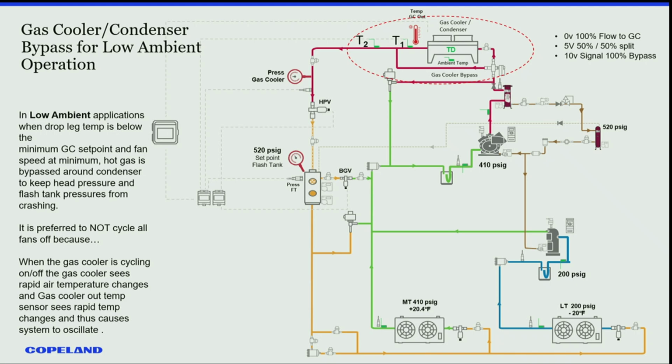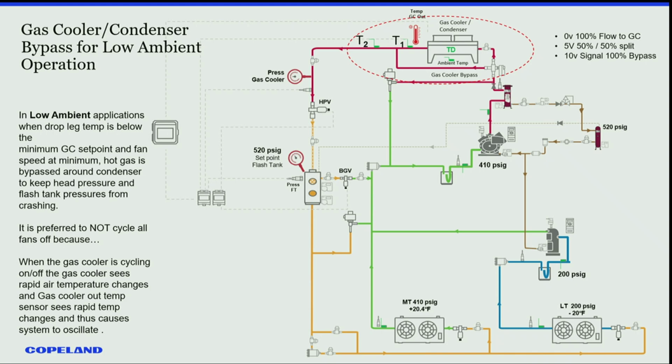At 0 volts, you'd be 100% flow to the gas cooler. So if there's a problem with the power, this 3-way valve would go straight to the gas cooler condenser. At maybe 5 volts, you'd be at 50%, and a 10 volt signal would be 100% bypass. But as it gets colder and colder out and my minimum gas cooler outlet pressure is close to that point, that valve starts to energize and inject.